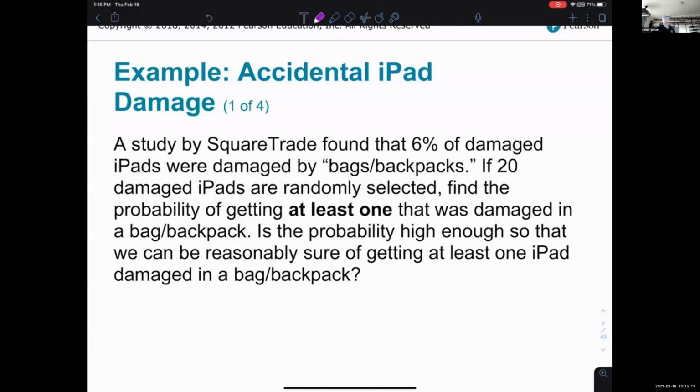At least 1, that means 1, 2, 3, 4, 5, 6, all the way up to 20. Maybe all 20 were damaged in a backpack. Is the probability high enough so that we can be reasonably sure of getting at least 1 iPad damaged in a bag or a backpack? Well, there's only a 6% chance that an individually picked iPad will have been damaged that way. But out of 20, does that mean you should expect to get at least one? That's really the question here.